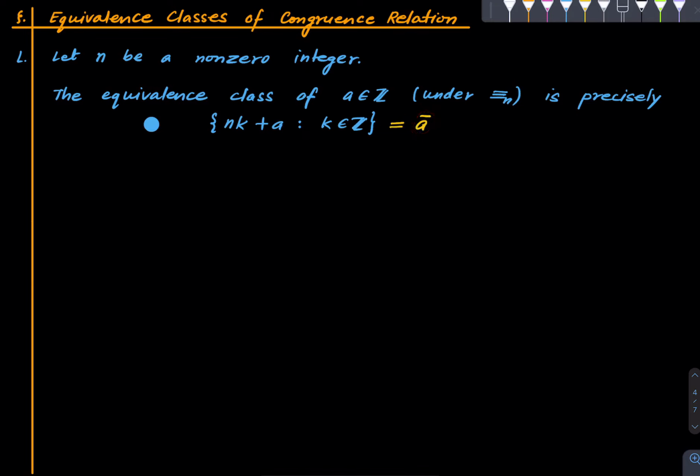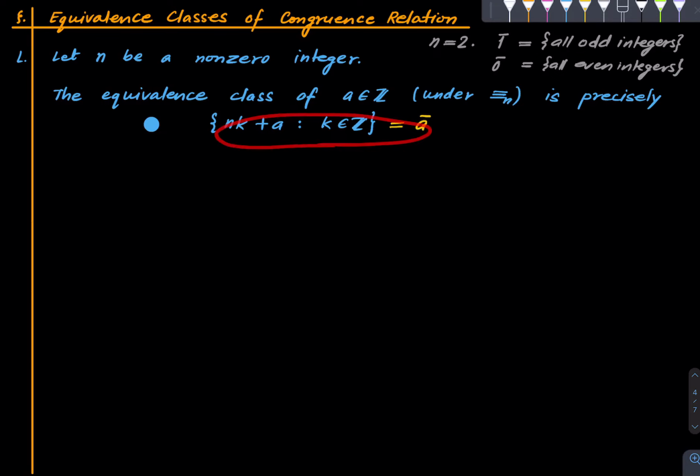Okay, before we proceed, let's see what this means for a particular example. Suppose we take n equals 2. For n equals 2, what is the equivalence class of 1? 1 bar is the equivalence class of 1, and this is all odd integers. You can just verify this. And 0 bar, the equivalence class of 0, is all even integers. You can see that from this description or directly. So for n equals 2, the equivalence class is just capturing the parity of the integer.